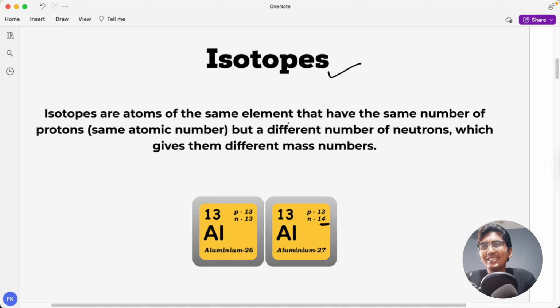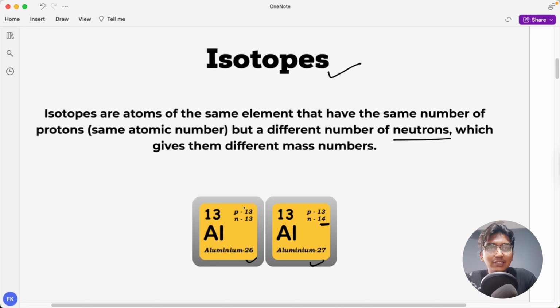So let's look at the definition. Isotopes are the atoms of the same element that have the same number of protons, however they have a different number of neutrons. Let's look at an example. For example, aluminium 26 and aluminium 27.